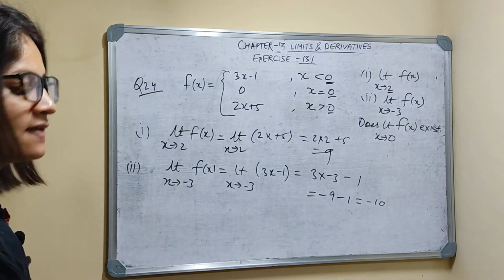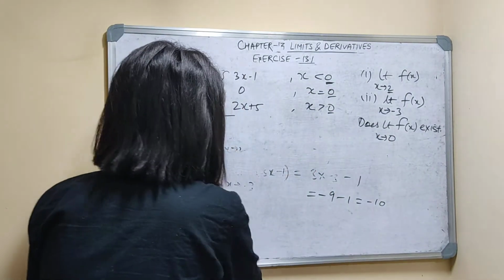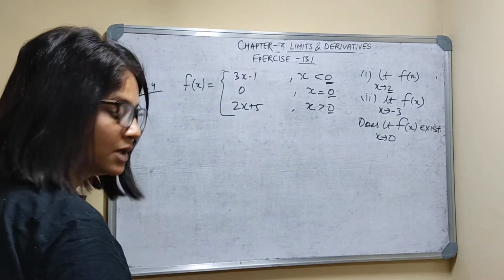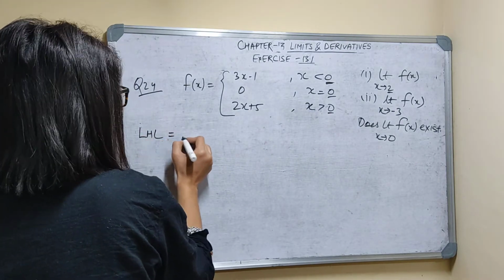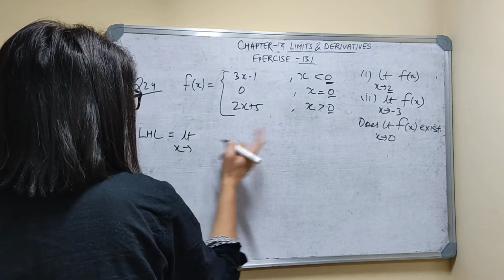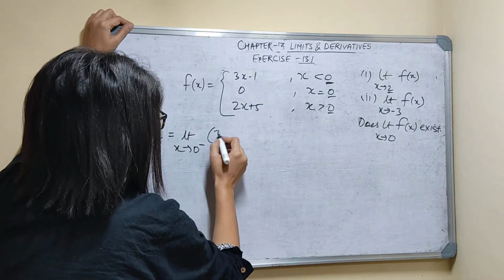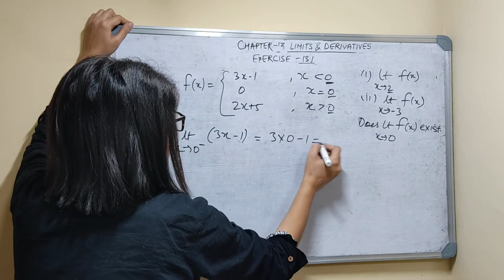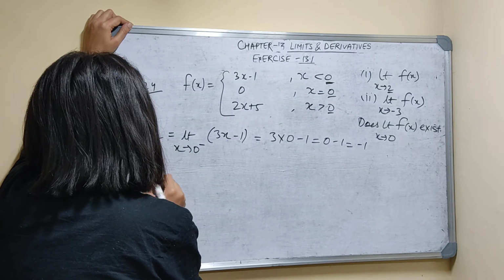Now, does the limit as x tends to 0 of f(x) exist? This third part you have to solve. First, the left hand limit, x tends to 0 minus. Use 3x minus 1 and substitute 0: 3 into 0 minus 1, that is 0 minus 1, so minus 1.